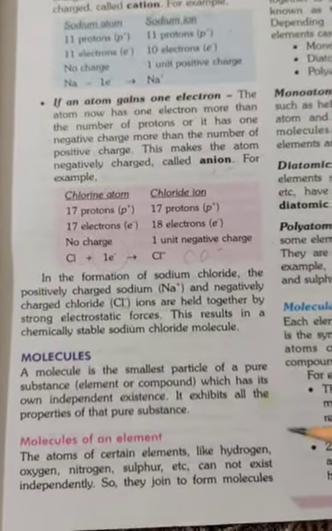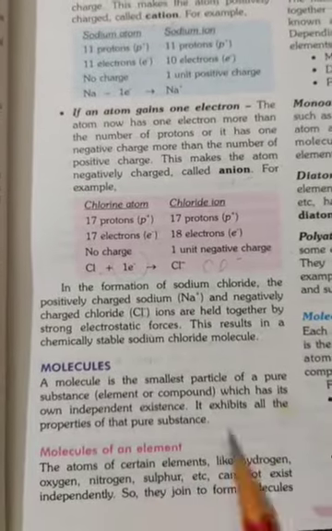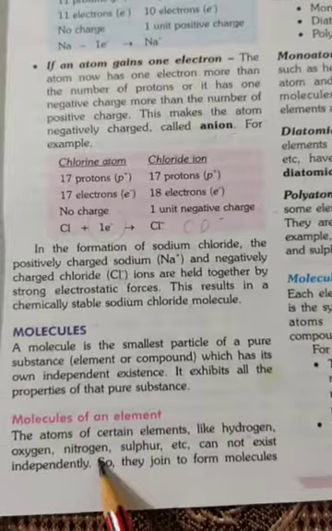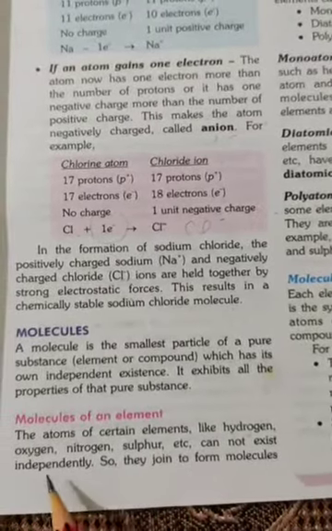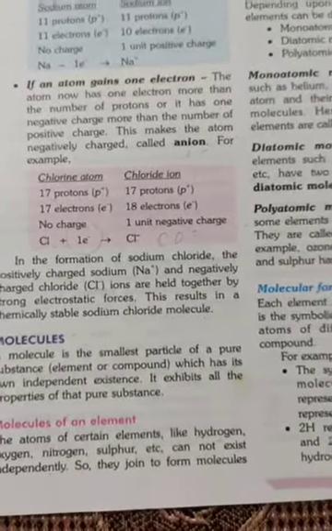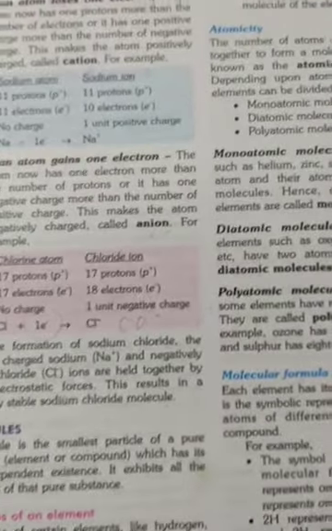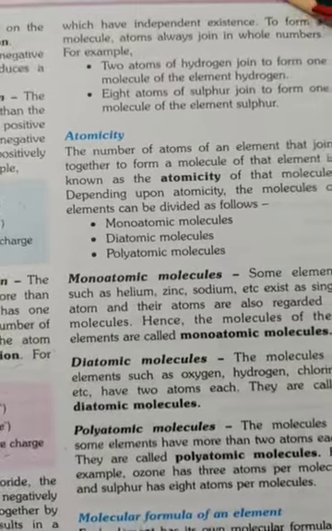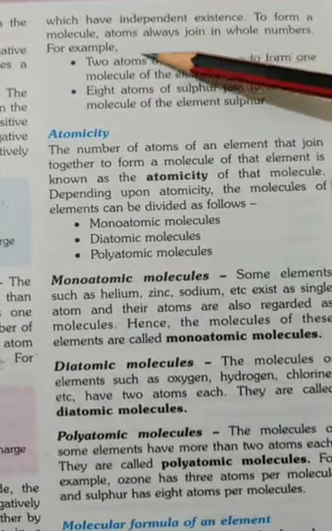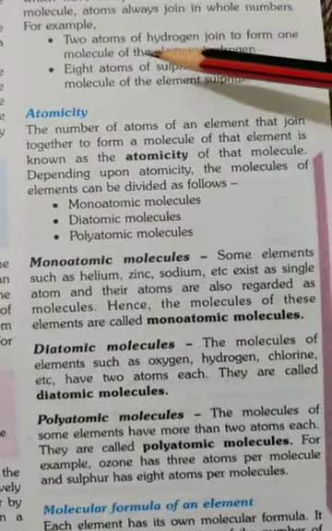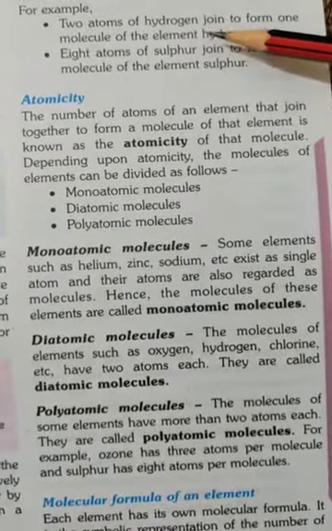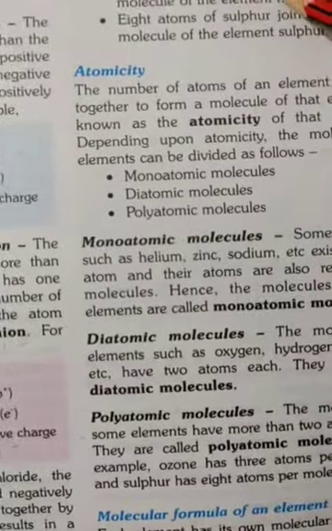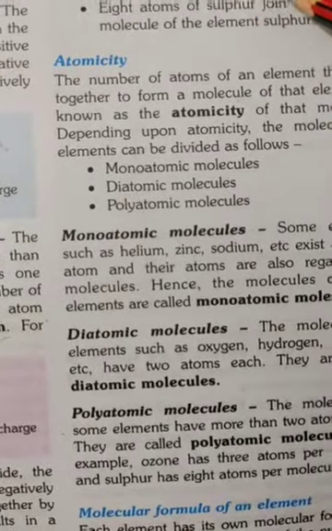Molecules of elements. What are the molecules of elements? See, the atoms of certain elements like hydrogen, oxygen, nitrogen, sulfur, etc. cannot exist independently. Why do they not exist independently? So they join to form molecules, which have independent existence. Atoms always join in whole numbers. For example, 2 atoms of hydrogen, we always write H as H2. I told you earlier, 2 atoms of hydrogen join to form a molecule of the element hydrogen.